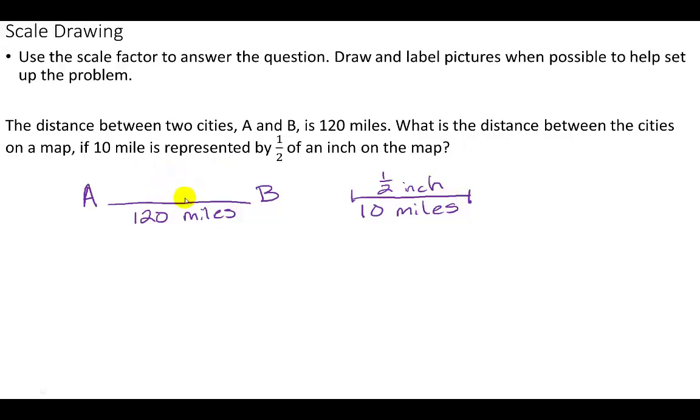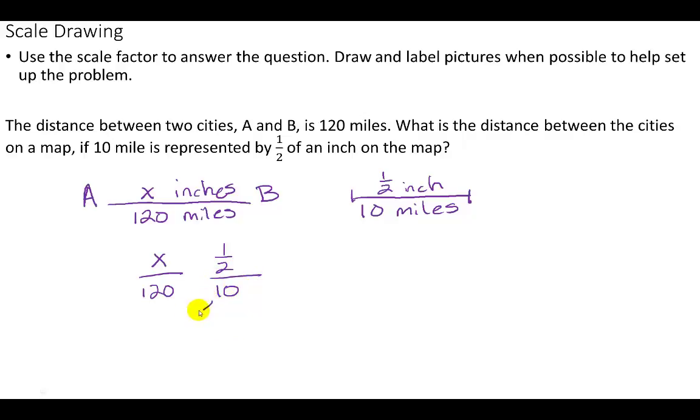But we don't know how far apart these two cities are on the map. So we can say that is x inches. I have drawn and labeled these pictures, which actually gives me the two fractions that we're going to work with. So this is really x over 120, and we also have 1/2 over 10.